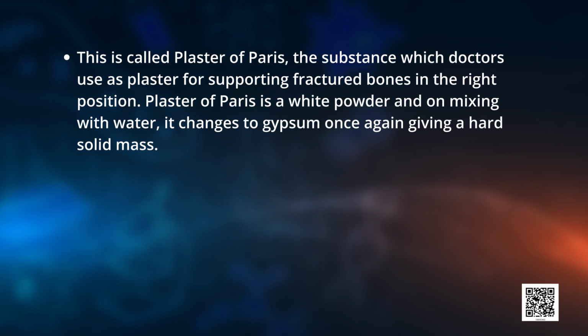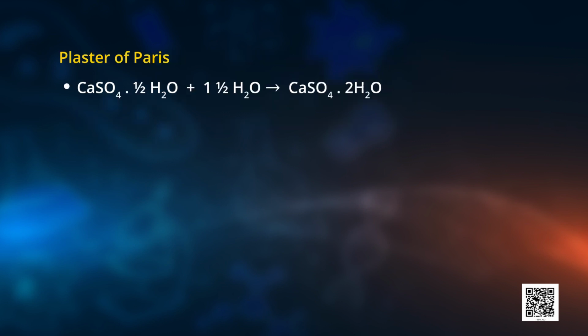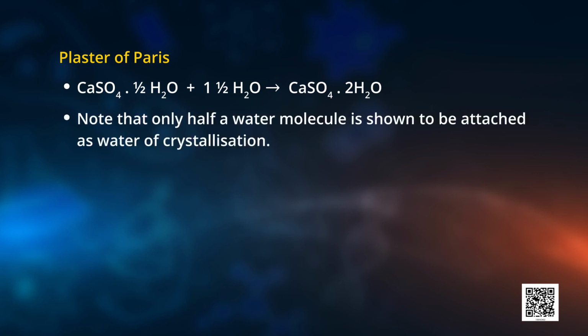Plaster of Paris is a white powder, and on mixing with water, it changes back to gypsum, giving us a hard, solid mass. Let us write the reaction. Calcium sulfate dot half H2O plus 1.5 molecule of water gives us calcium sulfate dot twice H2O. Note that only half a molecule of water is shown to be attached as water of crystallization with calcium sulfate.